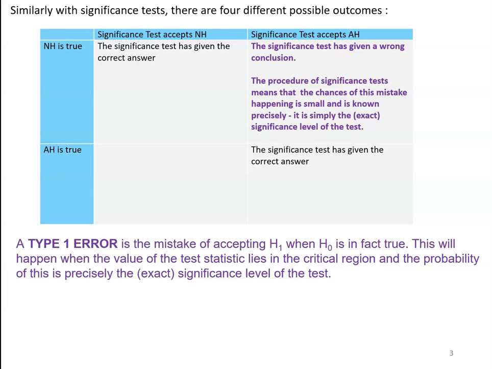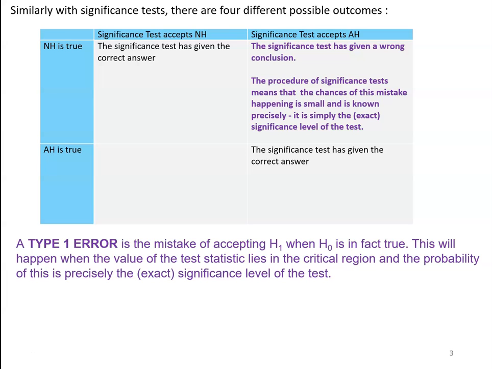So a type 1 error is the mistake of accepting the alternative hypothesis when the null hypothesis is in fact true. This will happen when the value of the test statistic lies in the critical region, and the probability of this happening is precisely the exact significance level of the test.